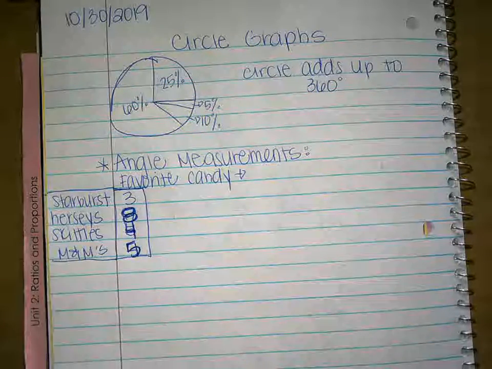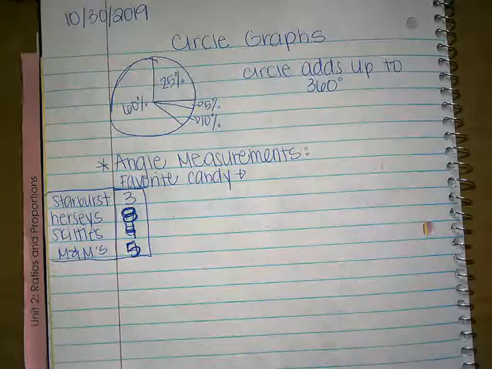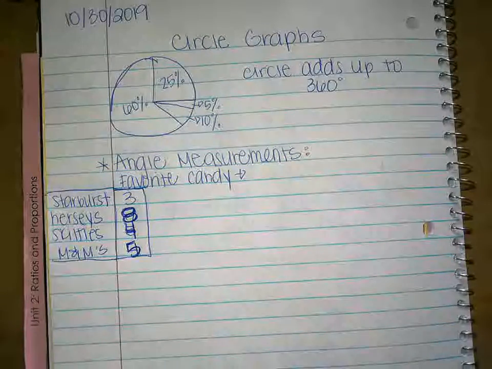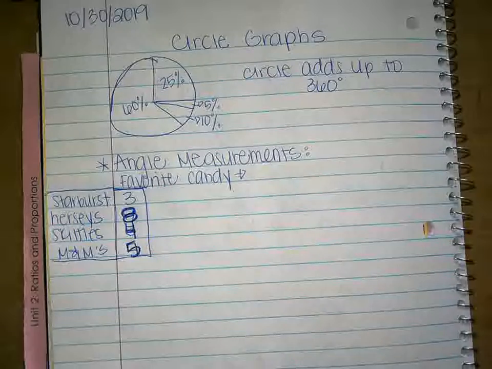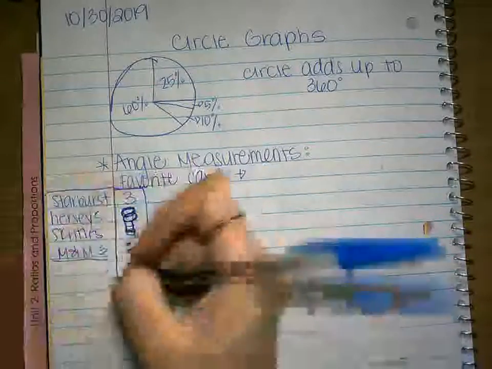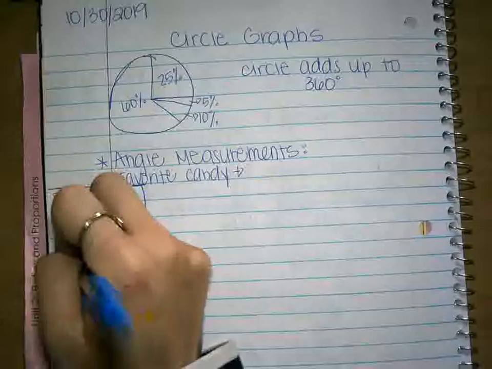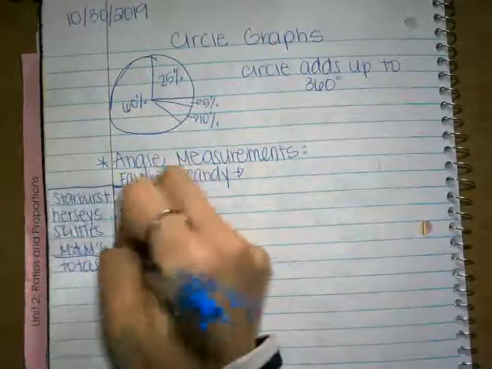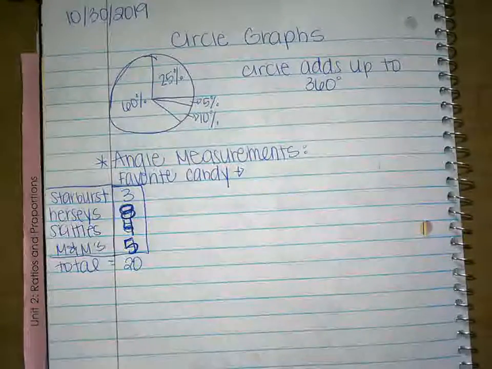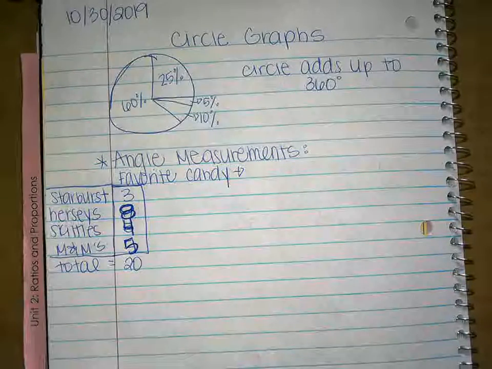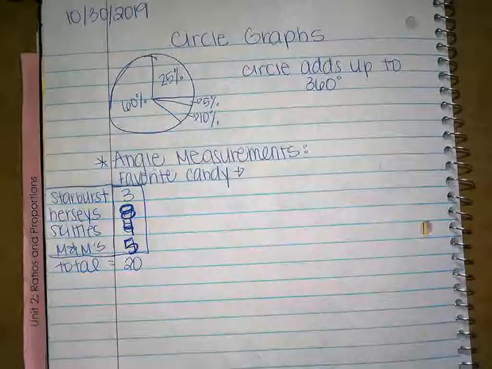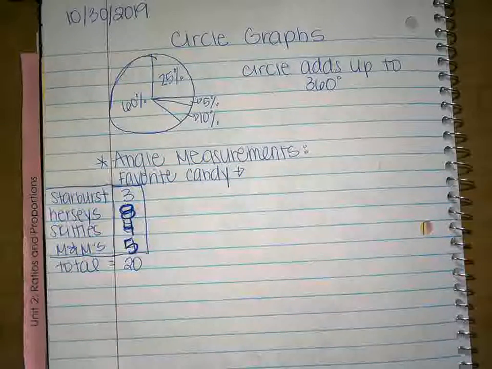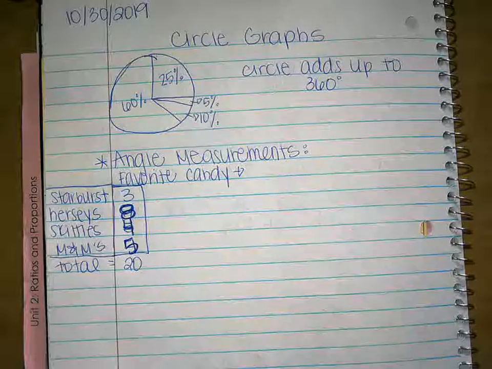So if you're doing a survey and you figure out that 3 people like Starburst, 8 like Hershey's, 4 like Skittles, 5 like M&M's, and you want to draw a circle graph based off of that data, first thing I need to know is what's my total? 20. That means 3 out of 20 students like Starburst, 8 out of 20 students like Hershey's, 4 out of 20 students like Skittles, 5 out of 20 students like M&M's. Does that make sense to everyone?